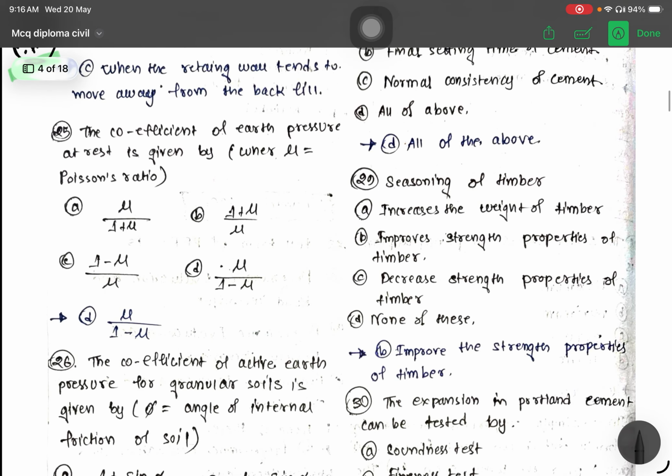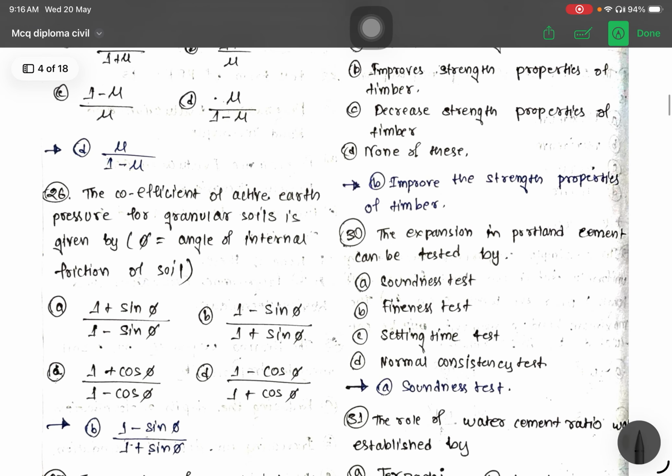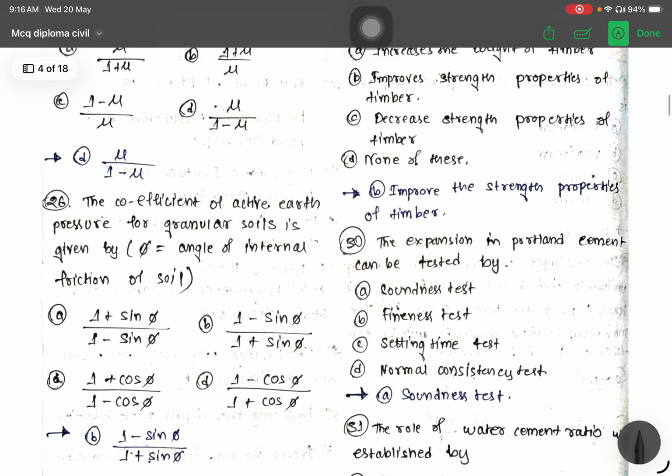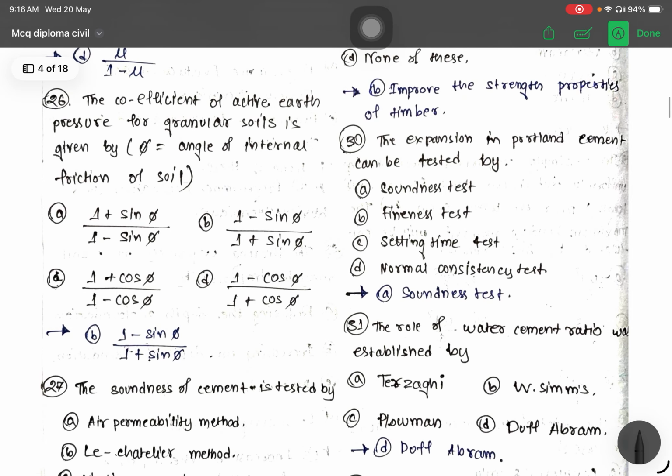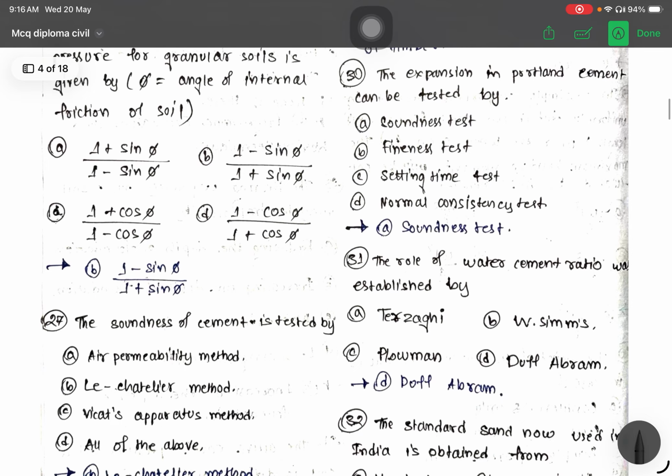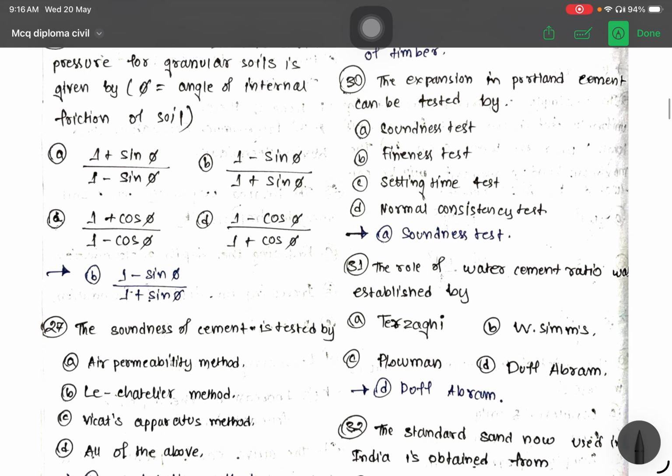Coefficient of earth pressure at rest is given by mu divided by 1 minus mu. The coefficient of active earth pressure for granular soil, with phi the angle of internal friction of the soil, is 1 minus sin phi divided by 1 plus sin phi. The soundness of cement is tested by Le Chatelier apparatus method.